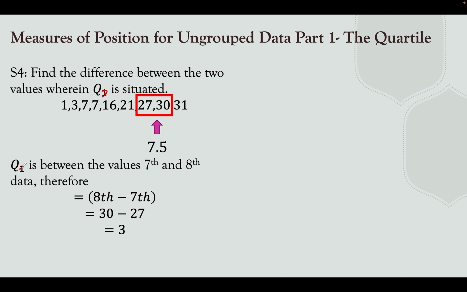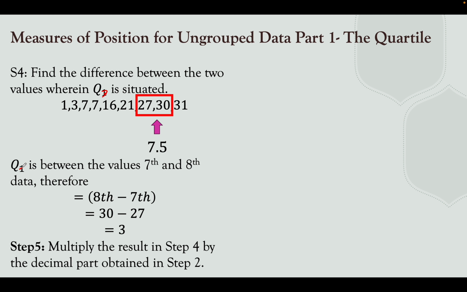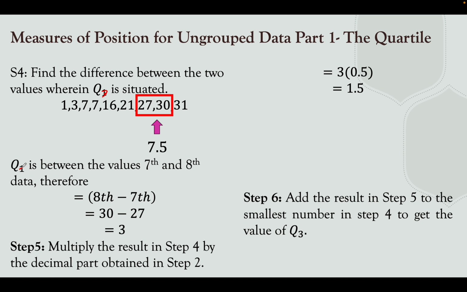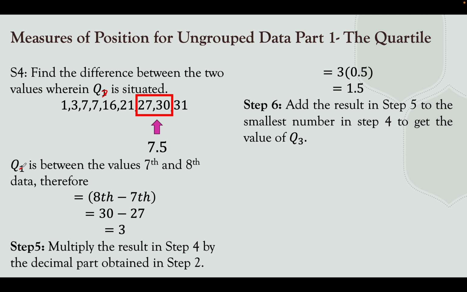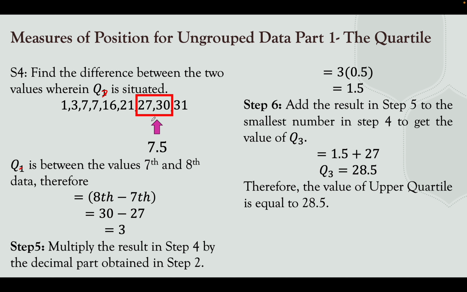So we have 3. Next, multiply the result of step 4 by the decimal part obtained in step number 2. We have 3 times the decimal, which is 0.5. So we have 1.5. And then add the result of step number 5 to the smallest number in step number 4 to get the value of Q sub 3, or your upper quartile. So 1.5 plus 27. The value of your upper quartile is 28.5.